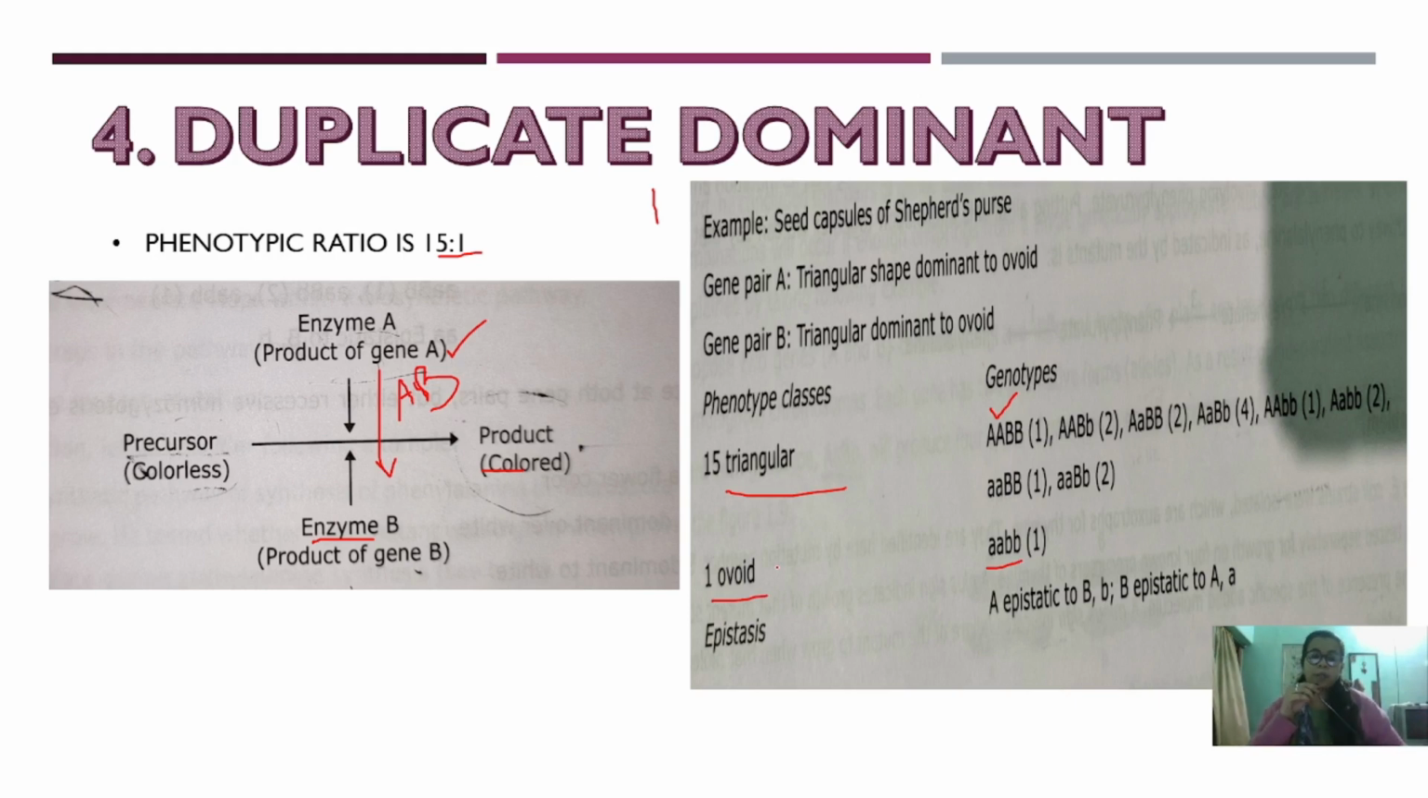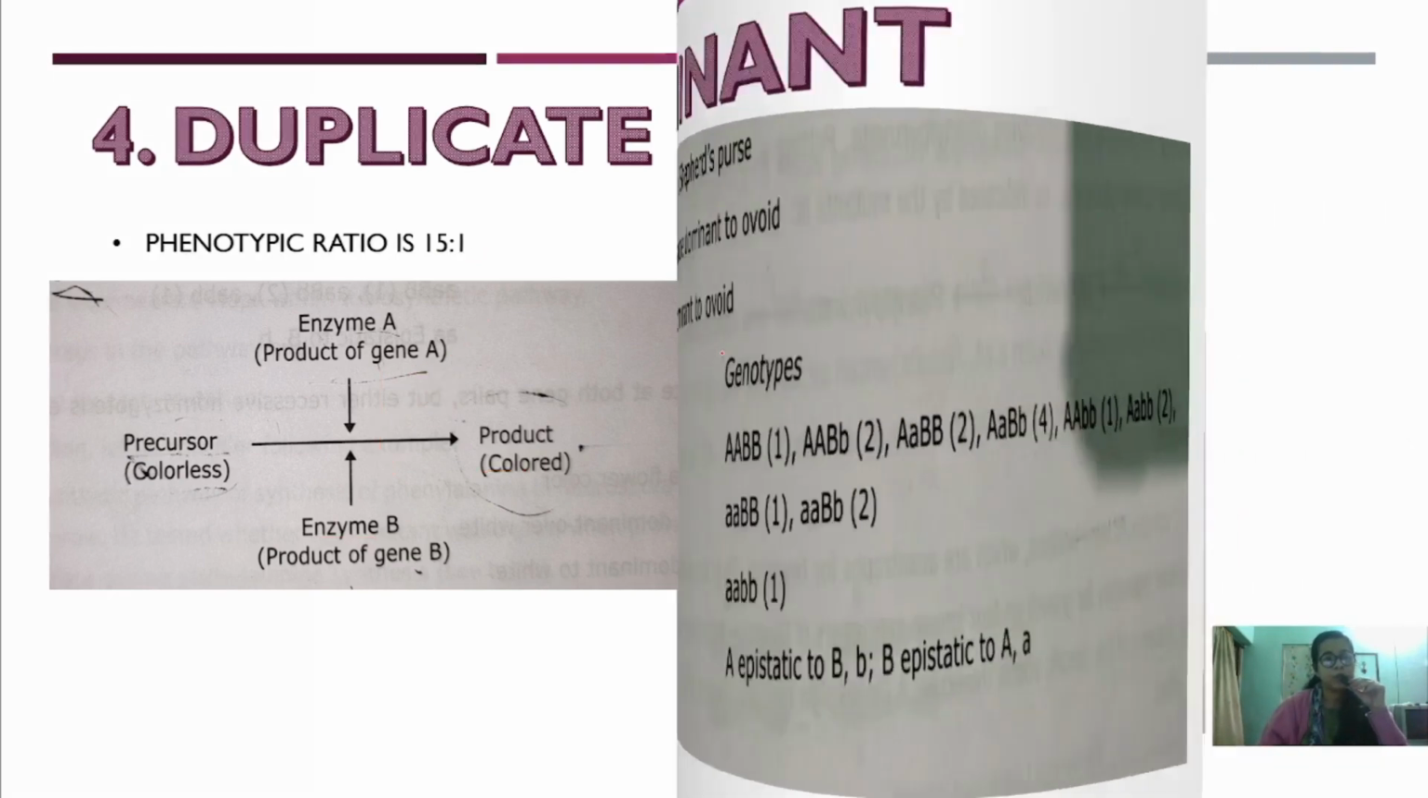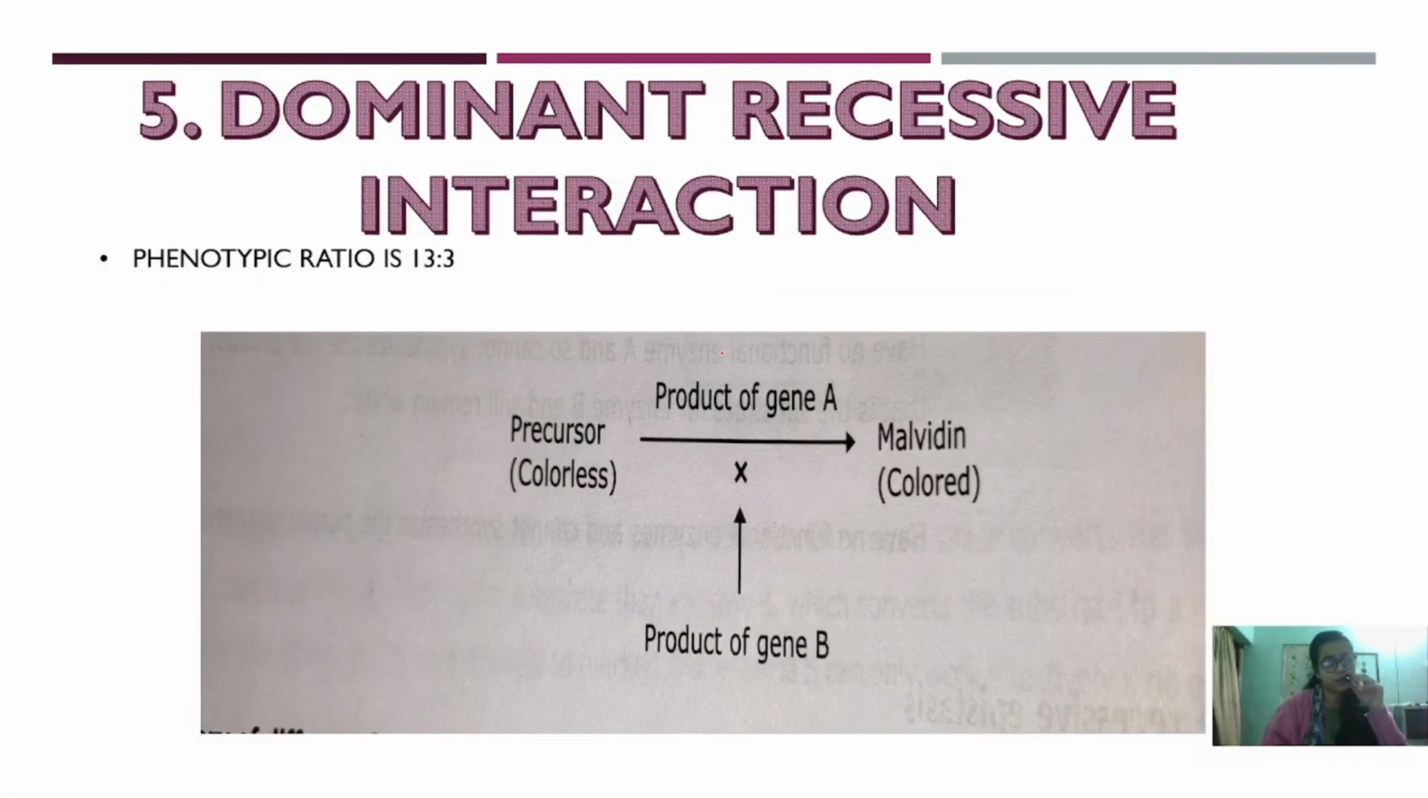So here the epistasis is seen, that A is epistatic to B and small b, and B will be epistatic to capital A and small a. So both the alleles will be expressing themselves, that is, both the dominant alleles. That's why it is known as duplicate dominant. Next, moving to the last part of the epistasis, that is dominant recessive interaction.